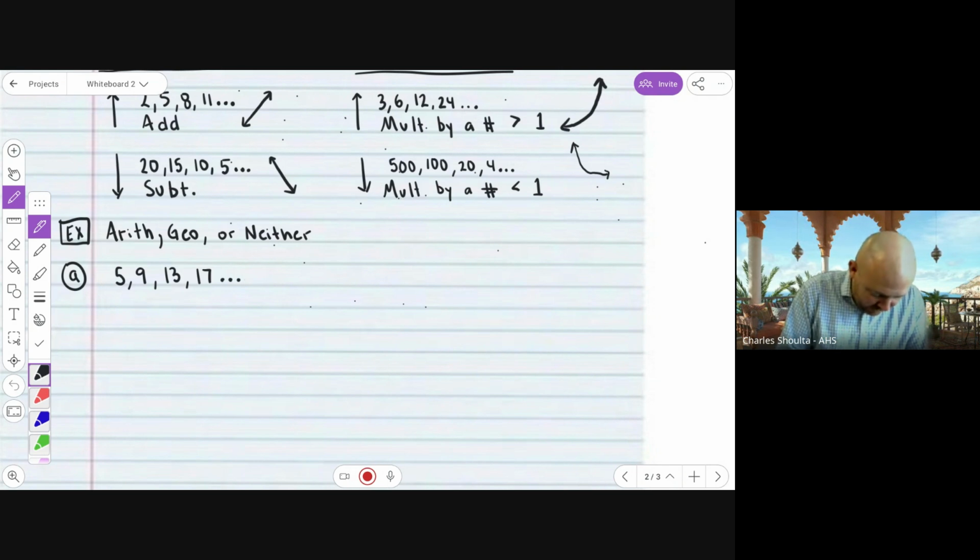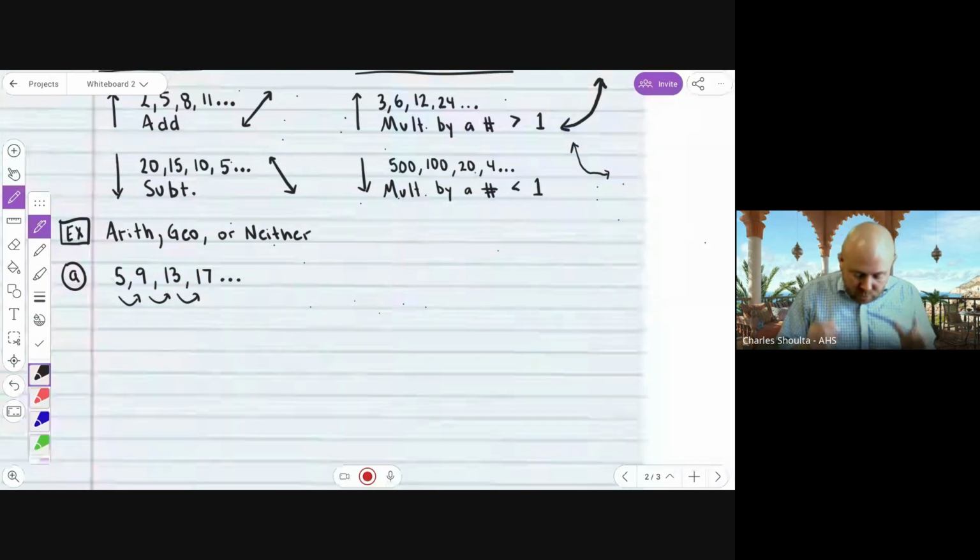So the question is, how can we go from here to here, here to here, here to here? Okay. Can you guys in the chat box tell me what's the sequence? What's the pattern? How are we going from 5 to 9 and then 9 to 13 and then 13 to 17? What do we have going on here? And notice that the gap is the same. If I put these on a number line, the space would be the same.